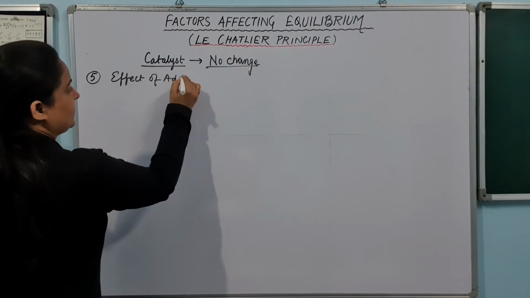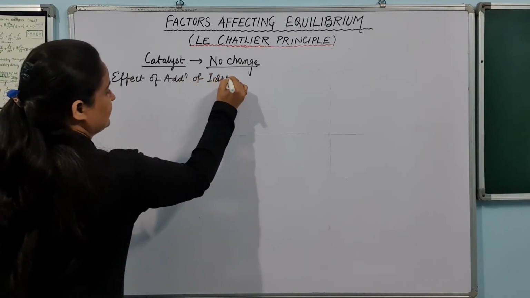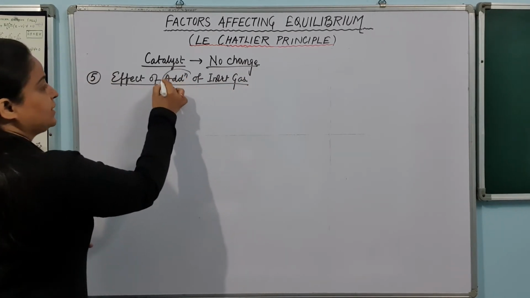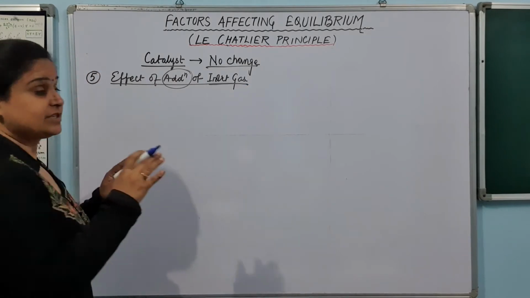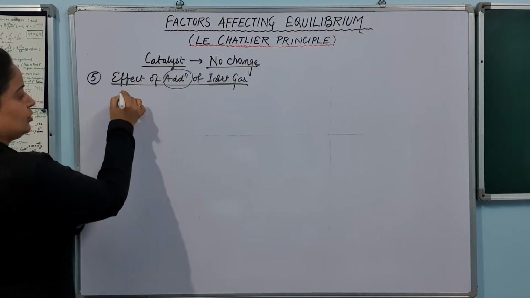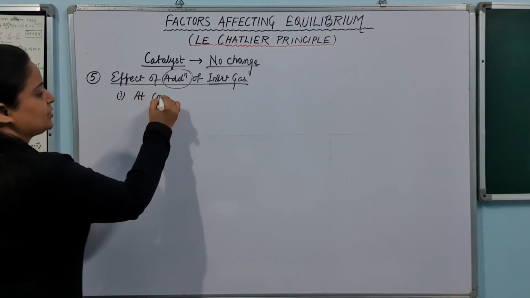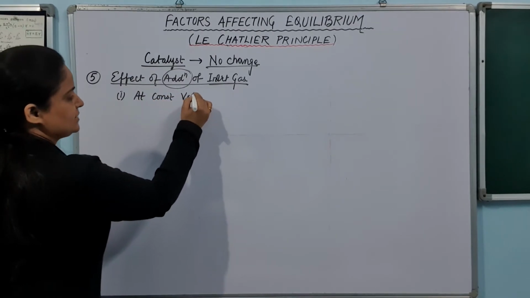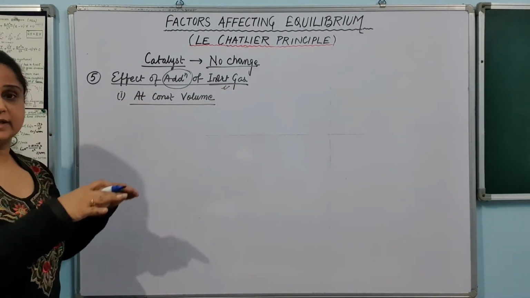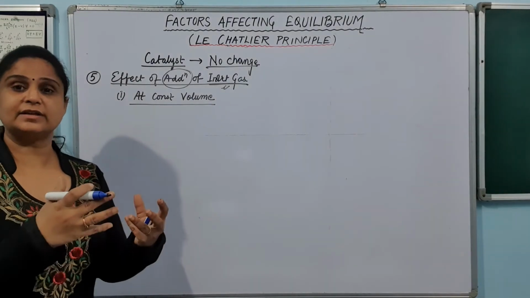Now let's take another effect, the fifth effect, called the effect of addition of inert gas. So what we are doing this time? We are going to add inert gas to a system which is already at equilibrium. We will understand the effect under two headings. The first is at constant volume. First of all, we will understand what happens when we add inert gas in a container which has a fixed volume. We are not allowing the mixture to increase the volume.